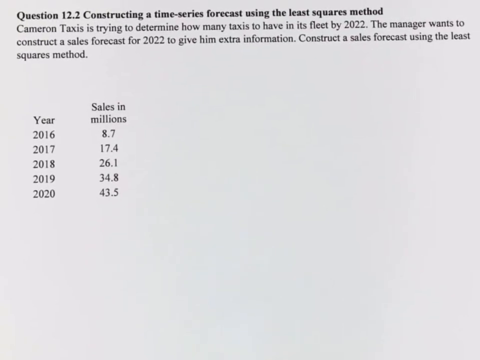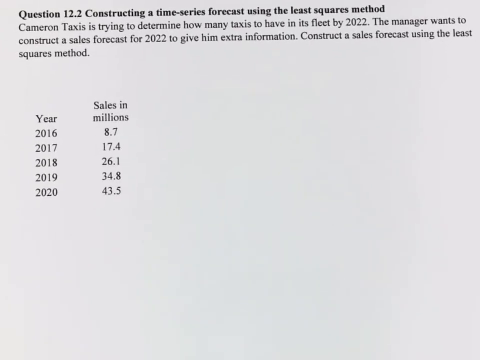Let's construct a time series forecast using the least squares method. Now this will be the same as our part 8 linear regression, but we just use our years as our variables. So let's have a look at what we've got here. We need to follow the same format.